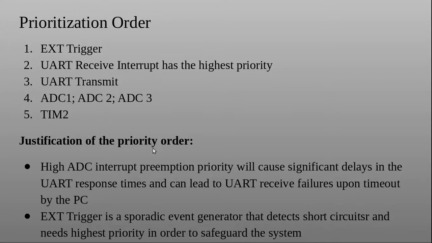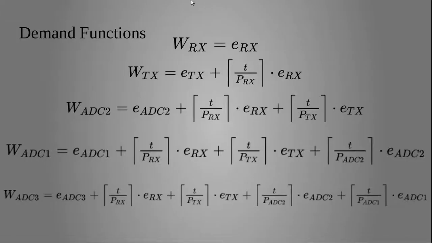Coming to the justification, why are we trying to do that? Well, high ADC interrupt preemption priority will cause significant delays in the UART response times and can lead to UART receive failures upon timeout by the PC. So that's actually the main reason why we are pushing the UART interrupts to a higher priority order than the other ones.